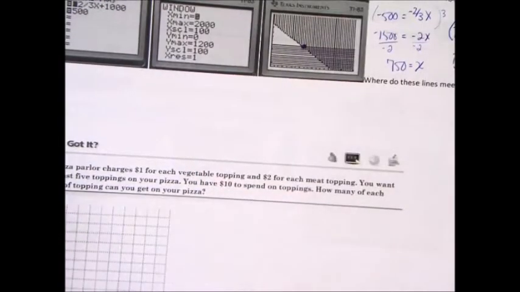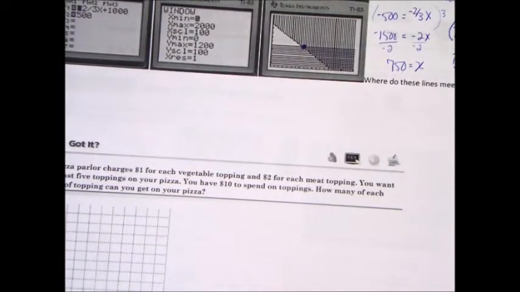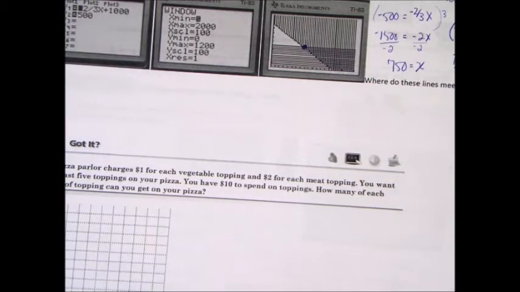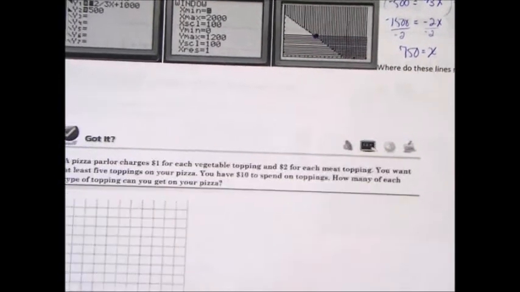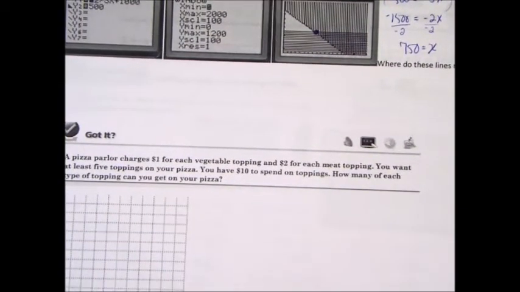Moving on to the Got It problem. A pizza parlor charges $1 for each vegetable topping and $2 for each meat topping. You want at least 5 toppings on your pizza. You have $10 to spend together on toppings. How many of each type can you get?